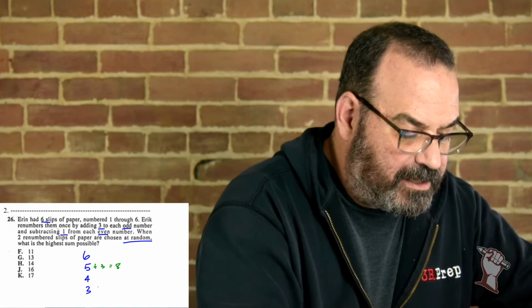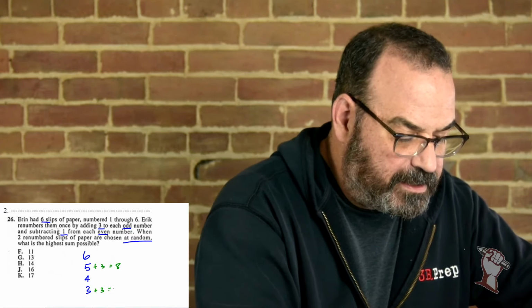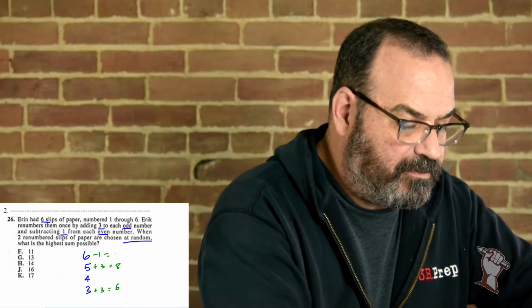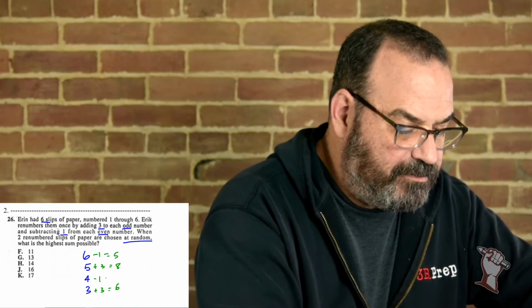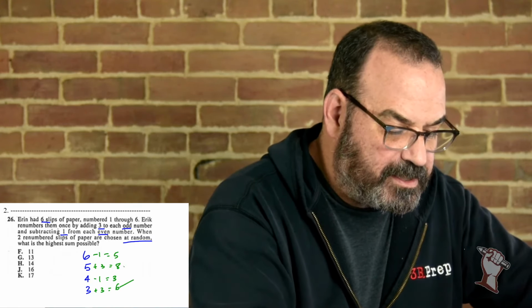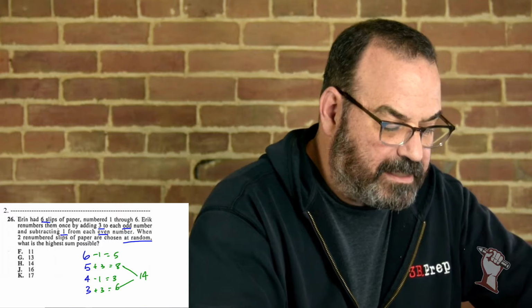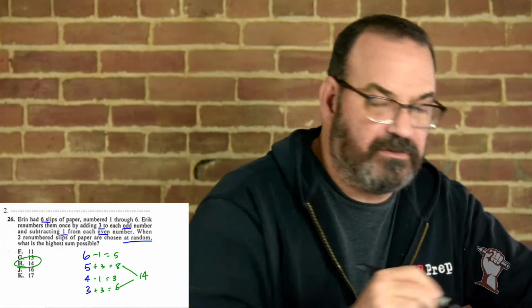So let's go 6, 5, 4, and 3. And 3 is added to each odd number. So 5 plus 3 is 8, and 3 plus 3 is 6. And 1 is subtracted from each even number. So the two highest numbers are 6 and 8, which when added together give me H, 14.